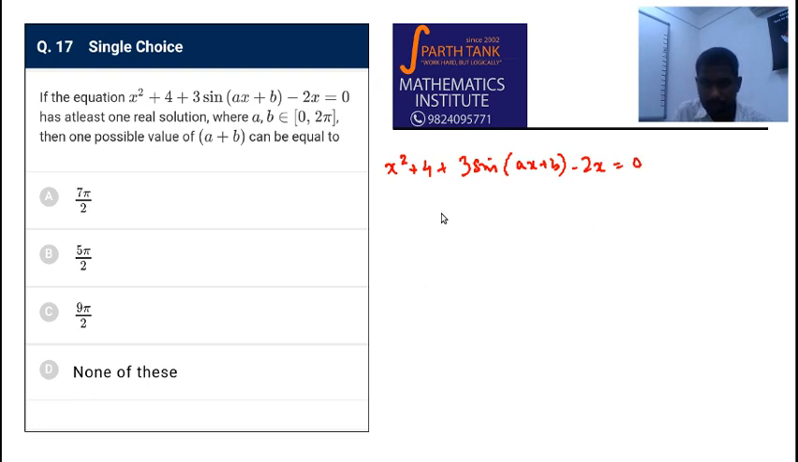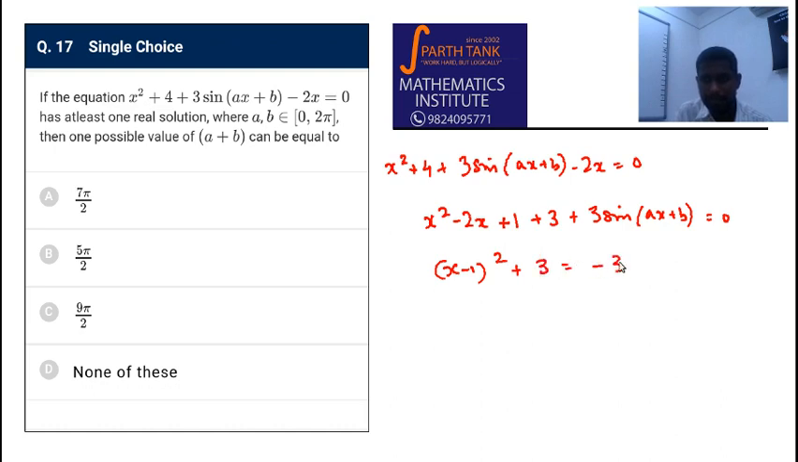Now group these terms in this way. That is, you can write x squared minus 2x and this 4 as plus 1 plus 3, and then the 3 sine of (ax plus b). Alright. Now this becomes (x minus 1) the whole square plus 3 is minus 3 sine of (ax plus b). What is the advantage of writing it in this way? You see that this side is 3 plus a positive term, which means it's always going to be greater than or equal to 3.